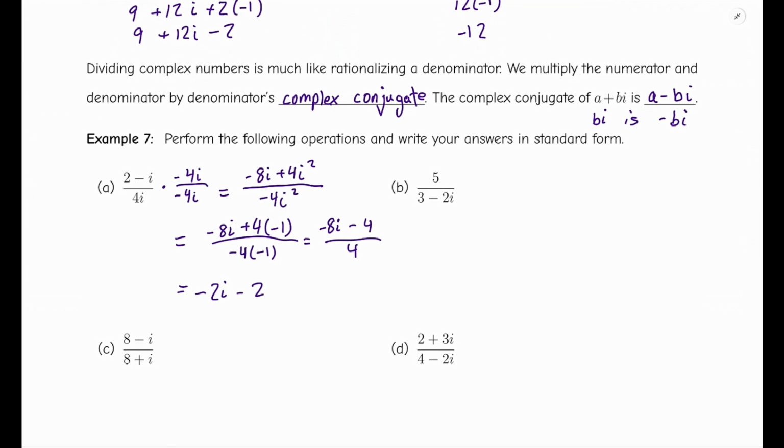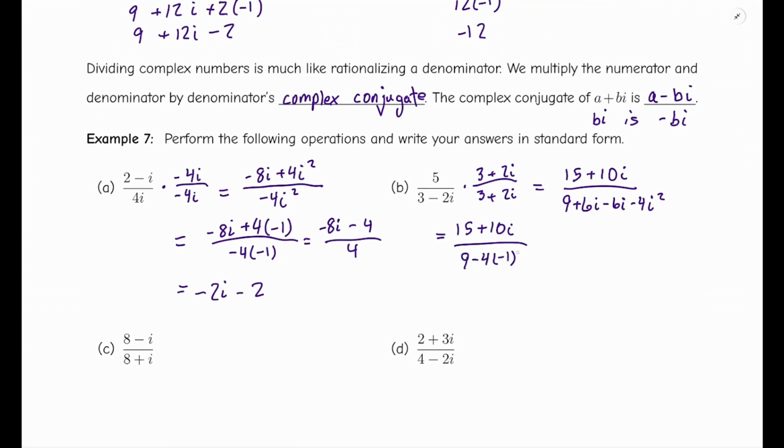Part B, 5 over 3 minus 2i. The complex conjugate of 3 minus 2i is 3 plus 2i. This becomes 15 plus 10i over 9 plus 6i minus 6i minus 4i squared, which is 15 plus 10i over 9 minus 4 times negative 1, which is 15 plus 10i over 9 plus 4, so 15 plus 10i over 13.